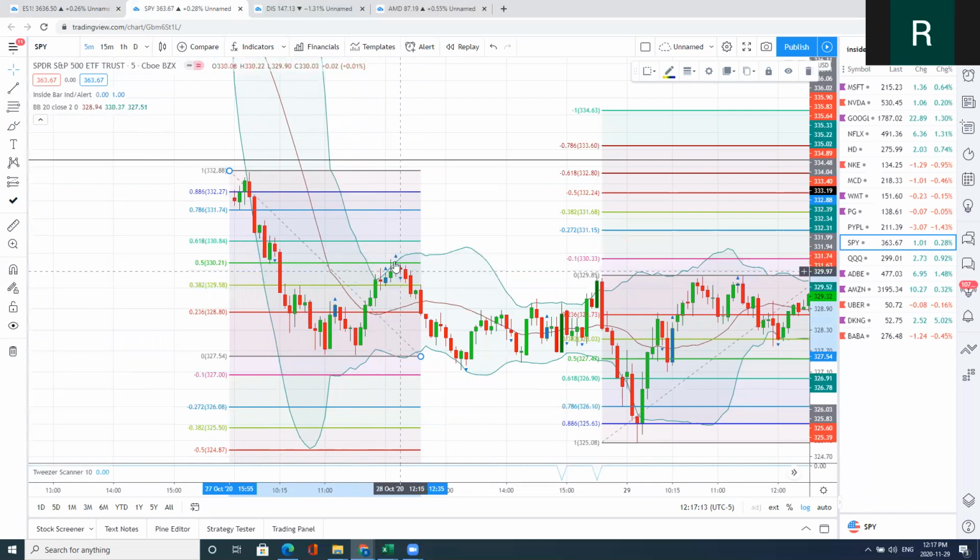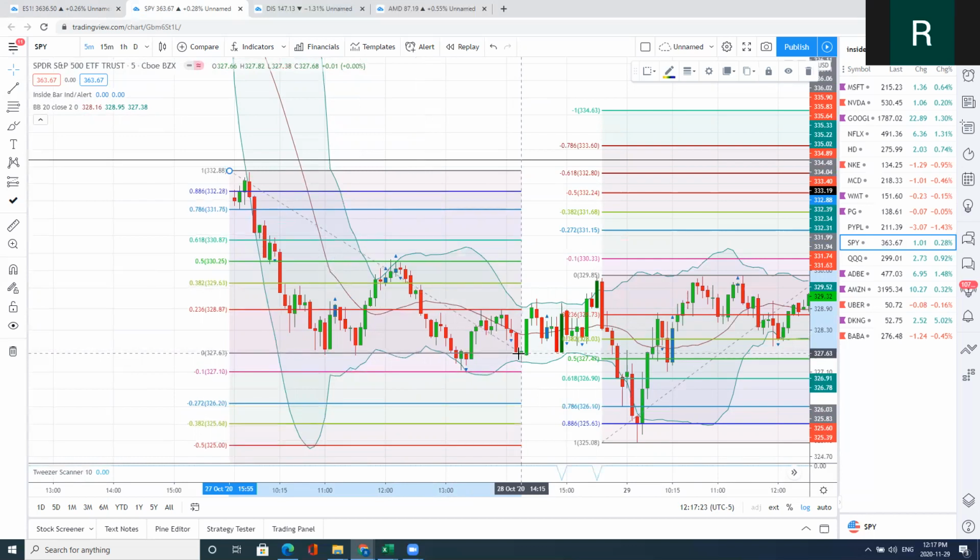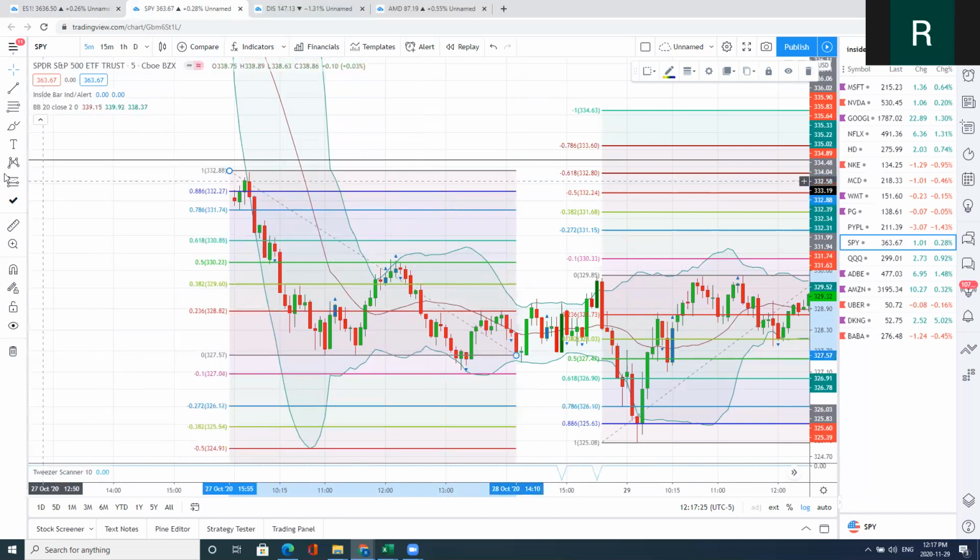We have an inside bar and then another inside bar. So we could clearly see at the 50, there's a lot of rejection. There's a lot of indecision, right? So how would we play that position? So we could do the same thing. So we can go here short.